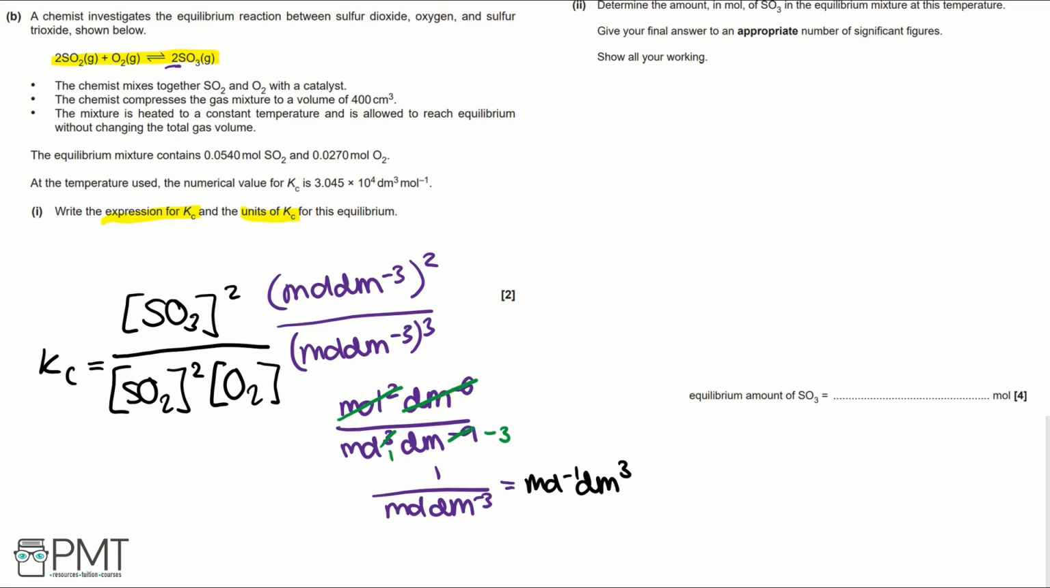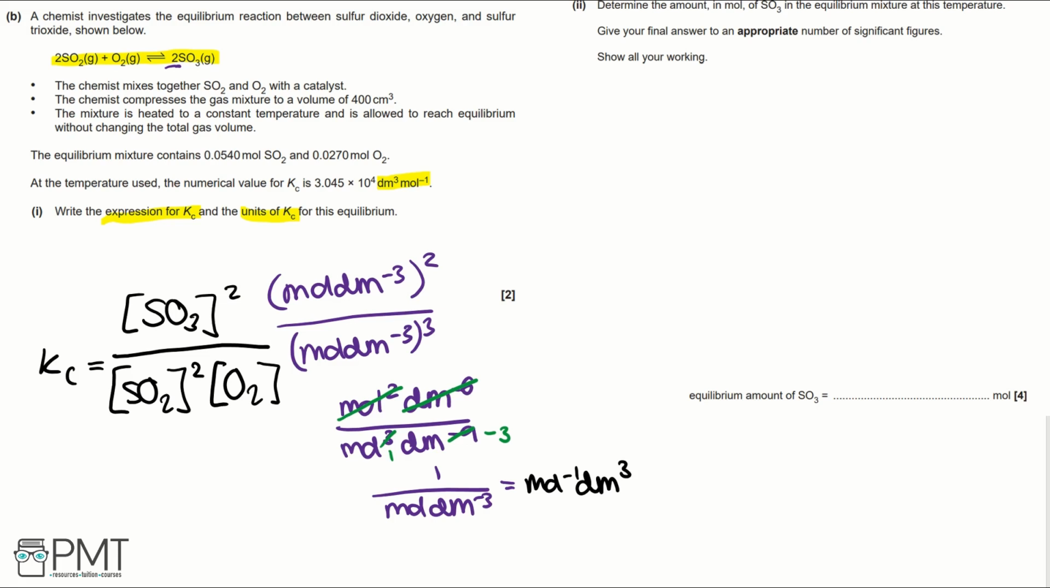To get the 2 marks for this question, you need to have the correct expression for Kc using square brackets and the correct raising to the powers, and then the correct units. You can also check the units because in the question we're given the units for Kc of moles to the minus 1 decimeters cubed.